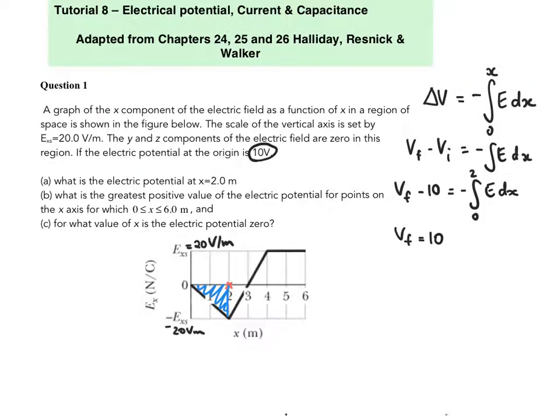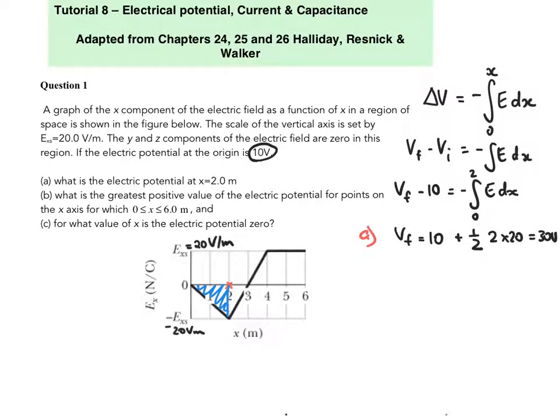So we're trying to find the area of that triangle there. So Vf equals 10 plus half, well, it's base times height of this thing, so half times 2 times the height, which is 20. I've taken into account there's a minus sign here, and this is going to be a height of negative 20, so we get a plus at the front there. So we get 30 volts as the answer for A.